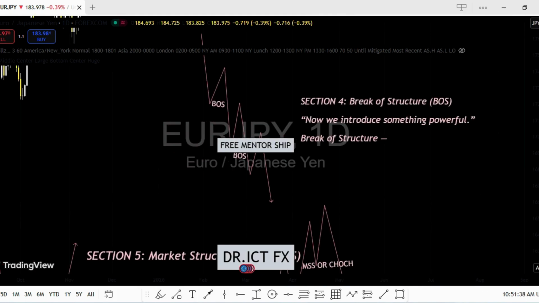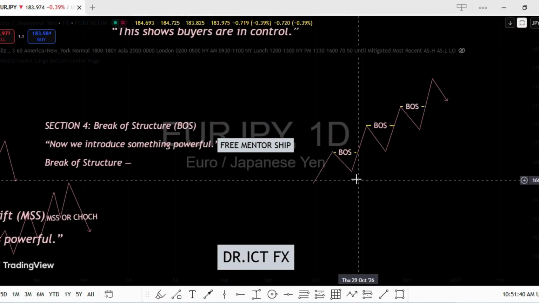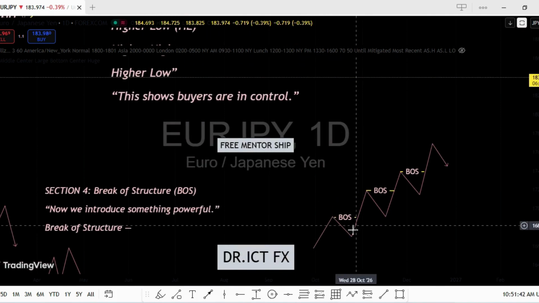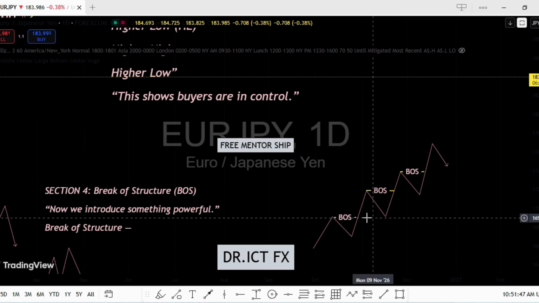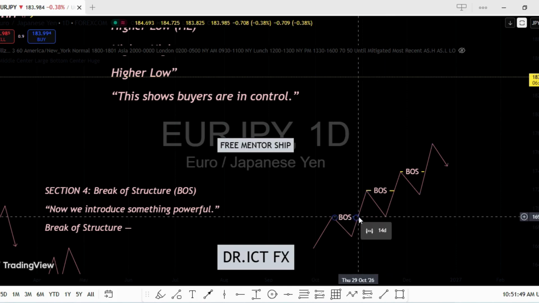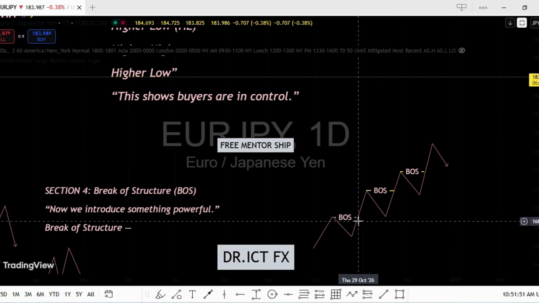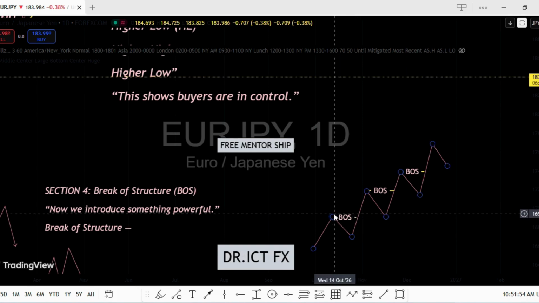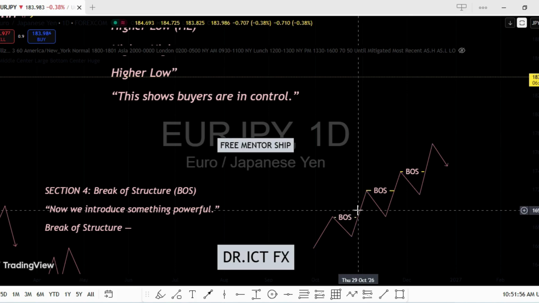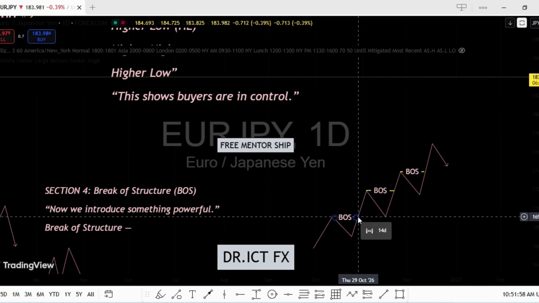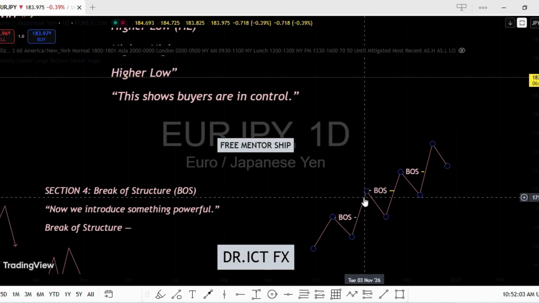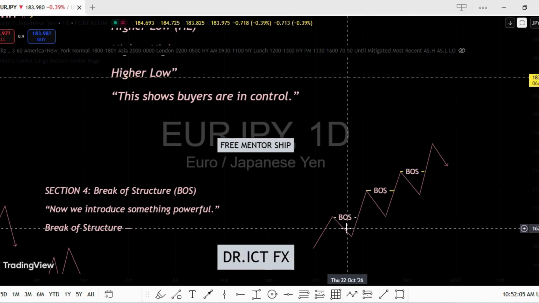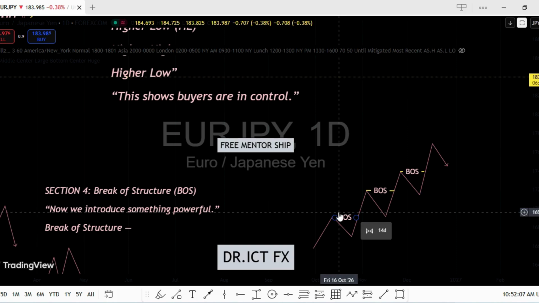So the bullish break of structure is here. Price goes on making higher highs, higher lows, higher highs, higher lows. I'm going to show you on the chart that when price breaks above this swing high, that is what we call break of structure. Break of structure above this swing high shows that buyers are still in control. Whenever we have a break in structure, that shows we are continuing with the trend.